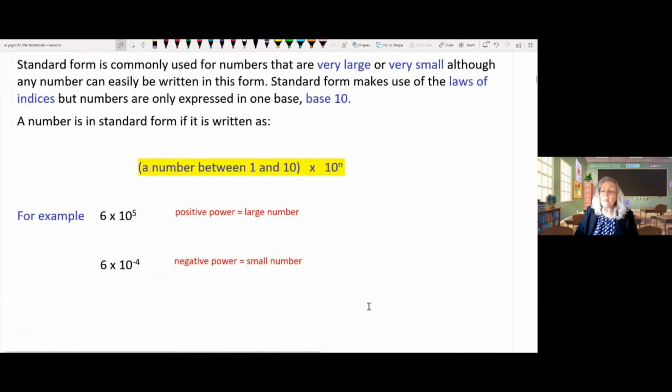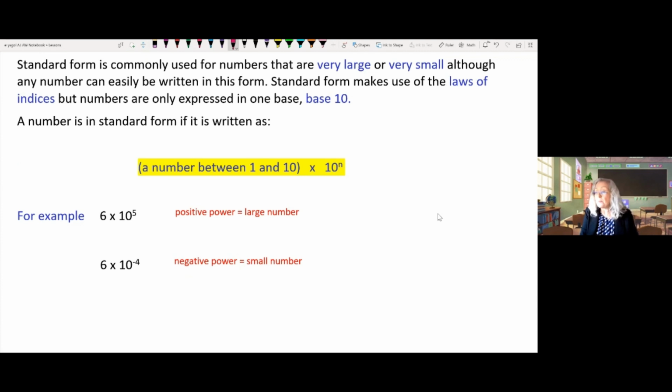Standard form is commonly used for numbers that are very large or very small, but any number can easily be written in this form. Standard form uses the laws of indices, but numbers are only expressed in one base, and that's base 10. To write a number in standard form, it has to be a number between 1 and slightly smaller than 10 multiplied by 10 to a power.